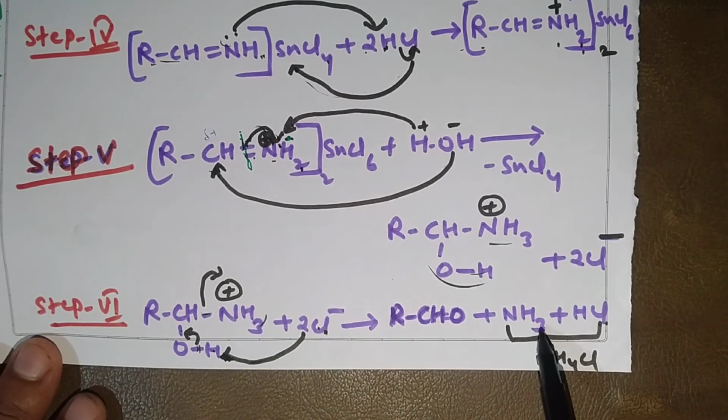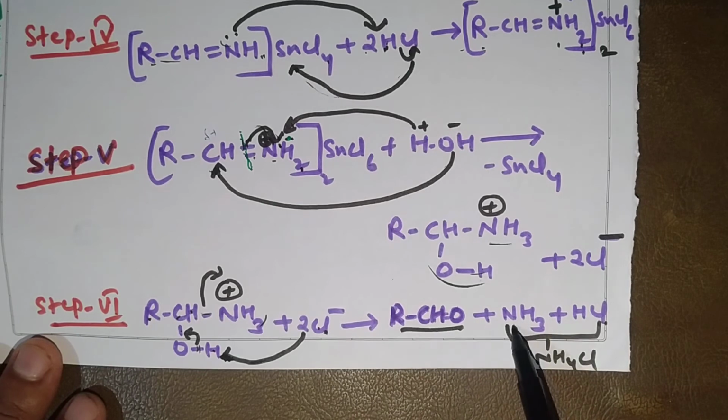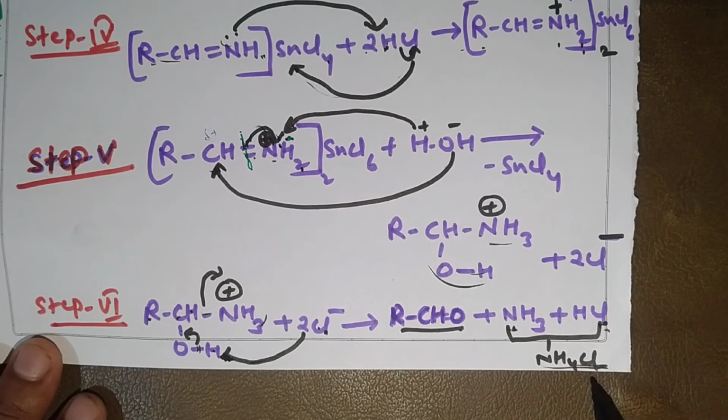So the ammonia molecule is eliminated here, you can see here SnCl4 is formed and we have only RCH double bond O. Hence aldehyde is formed, ammonia is formed and HCl. Now ammonia and HCl combine together to form ammonium chloride. So this is the detailed mechanism of the Stephen reaction.